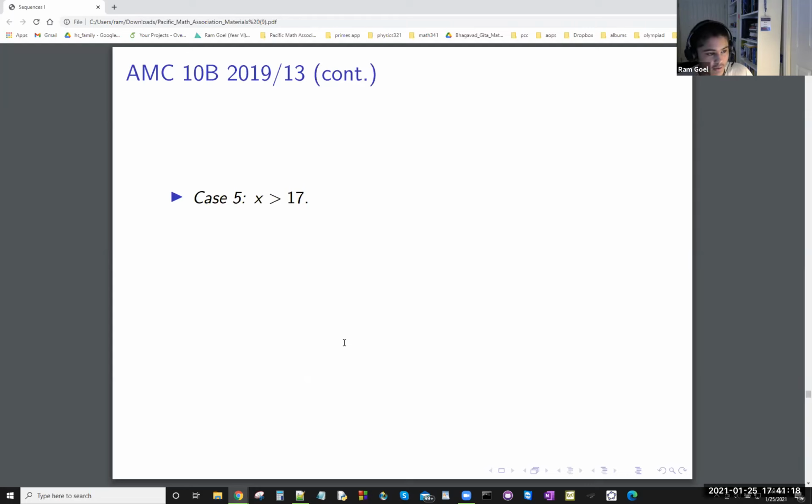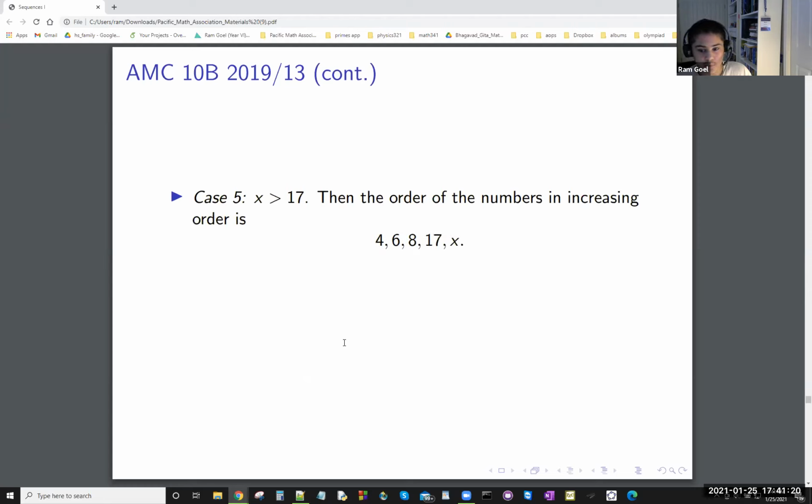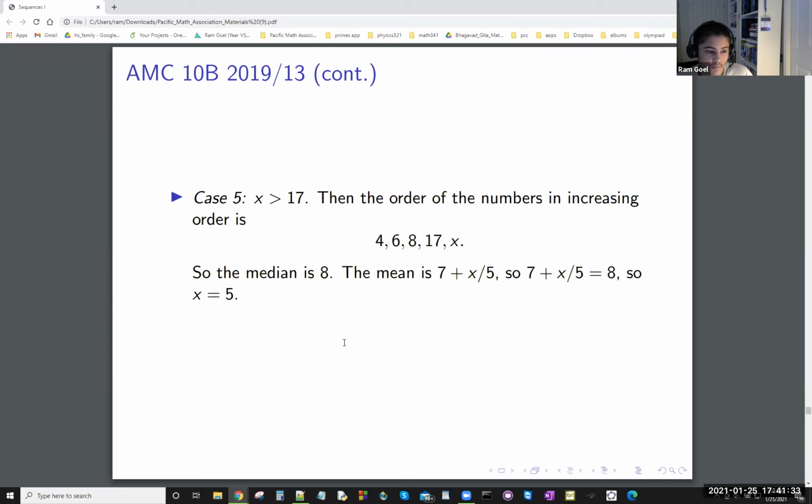All right, so x is bigger than 17. Then the ordering of the numbers is 4, 6, 8, 17, then x. Again, we could have clumped this with the previous case because the median is still 8. So the median is 8. Now the mean is still (7 + x)/5. So we get x equals 5. But 5, again, is not bigger than 17. We could have clumped this with the previous case. It still wouldn't have worked. So there are no solutions in this case.